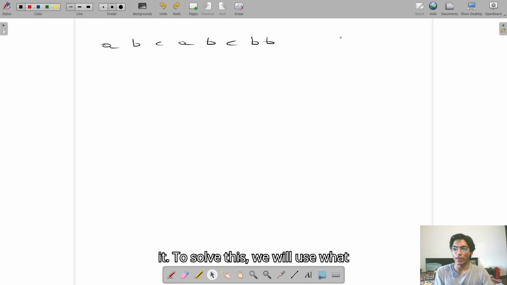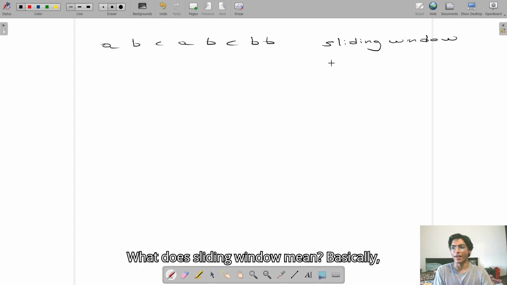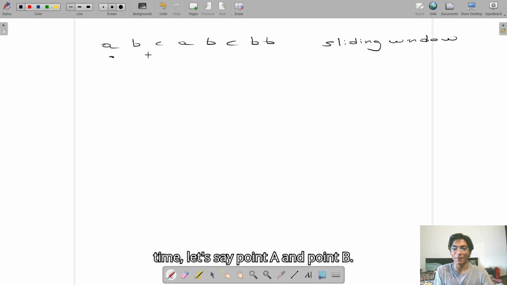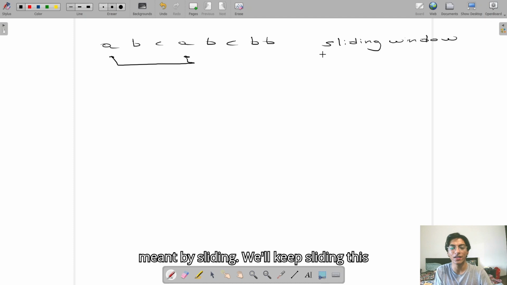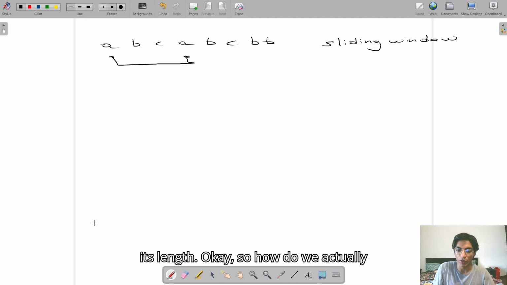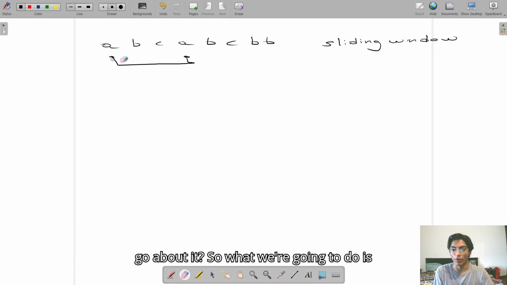We'll take the example that was given to us and work with it. To solve this, we will use what we call a sliding window approach. What does sliding window mean? Basically, we'll take 2 points in this string at a time, let's say point A and point B. We'll take the substring out in here. We will see whether this substring is valid for our use case or not, and we'll keep moving this window, which is what is meant by sliding. We'll keep sliding this window, we'll keep changing the substring to see whichever fits our use case, and whichever is the longest, we will return its length. Okay, so how do we actually go about it?